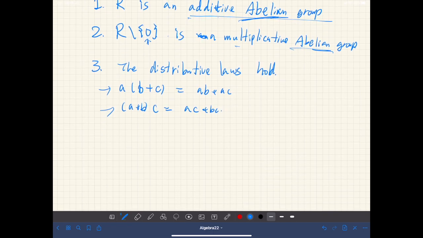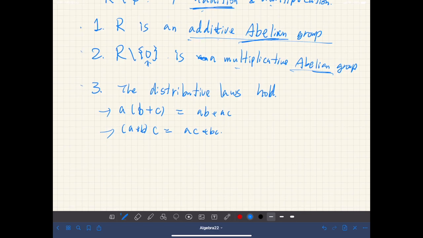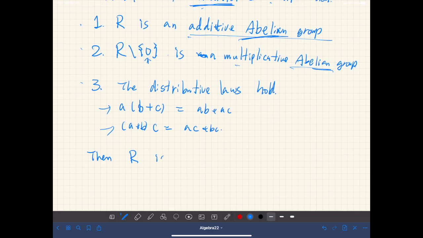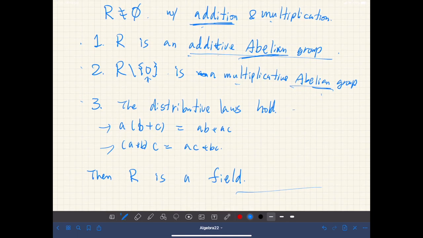So if these three conditions are satisfied, then this set R together with addition and multiplication is a field. Okay, we don't prove this, just examine all the conditions and see these satisfy the conditions for a field.